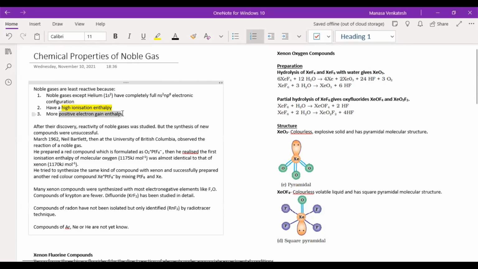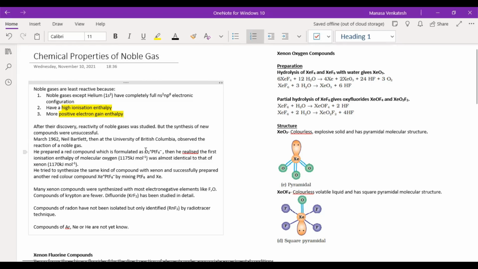Now, scientists, after the discovery of noble gases, wanted to synthesize various compounds, but it was actually quite difficult, again, because of these conditions. So it was only in March 1962 that a scientist, Neil Bartlett, was able to observe a particular reaction with noble gases.